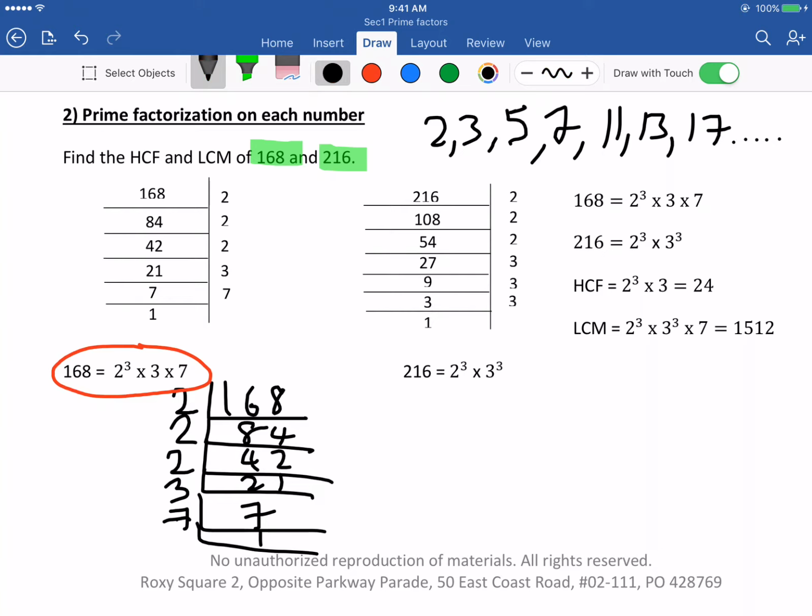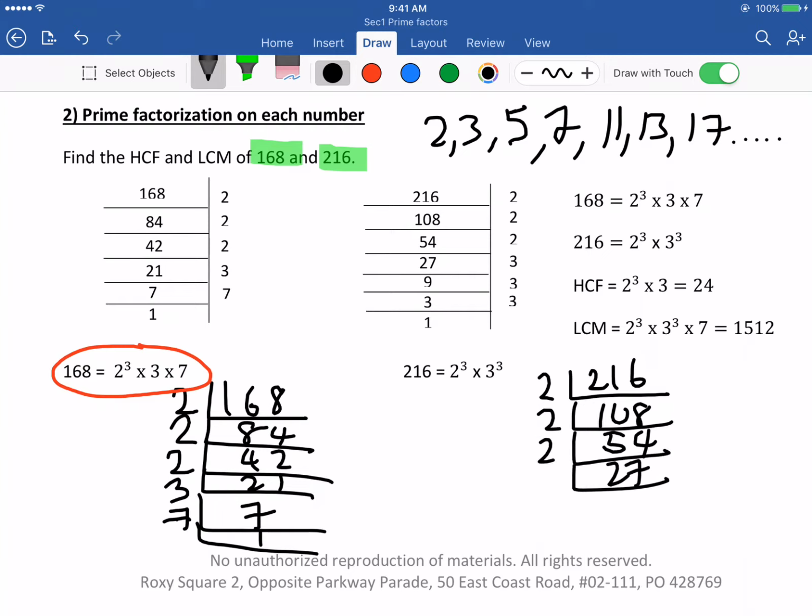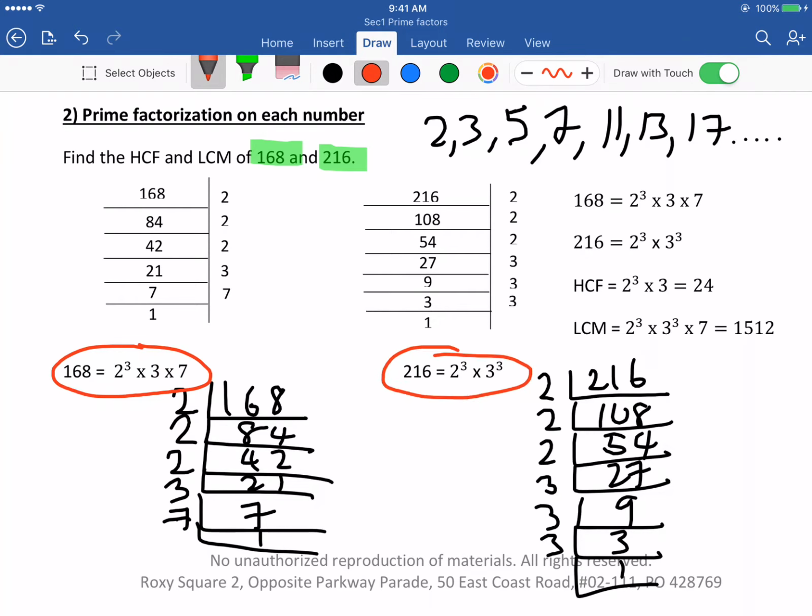Okay, next step, do likewise for your 216. Can 216 divide by 2? Yes, so it becomes 108. Can 108 divide by 2? Yes, 54. Can you divide by 2? Yes, 27. Can you divide by 2? No. However, can you divide by 3? Yes, 9. Divide by 3 again, 3. Divide by 3 again, 1. So 216 will be 2 to the power of 3 times 3 to the power of 3. Next step, you're going to write 168 and 216 on top of each other.